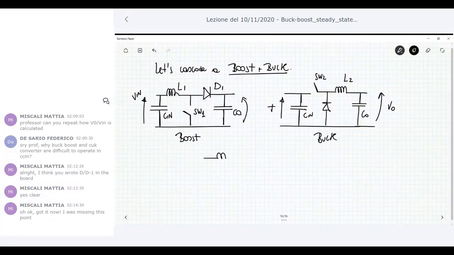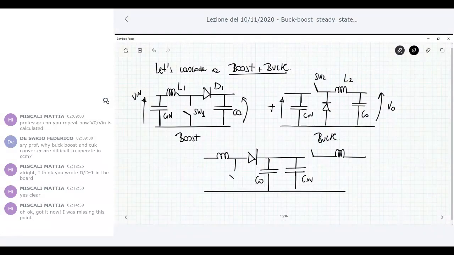Okay, so connect in cascade, so that means that I have to connect the circuits in this way. Co, Cin, switch 1, switch 2.